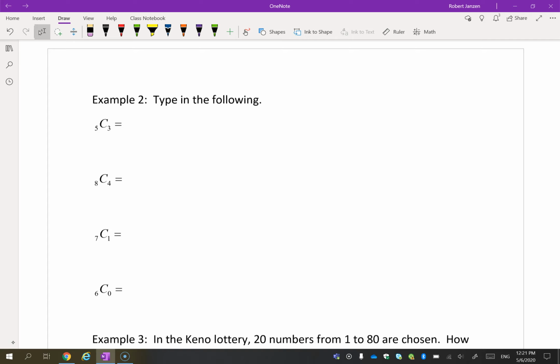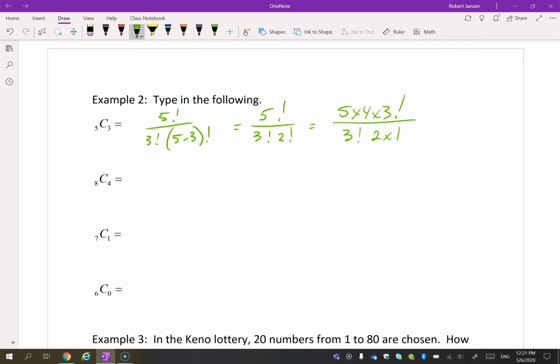Again, you should be able to do these both ways. So the first way is just finding the button on your calculator. 5 choose 3. The second way is to use the formula. So it would look like this, which is 5 factorial over 3 factorial, 2 factorial. Okay, and then I can do this without a calculator. So those cancel out, and so I get 10.